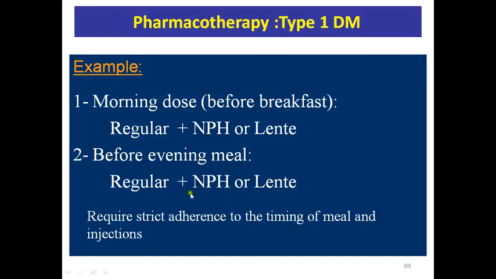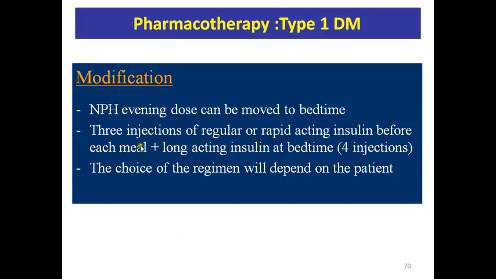There are several examples of how you can give it. You can give a morning dose before breakfast, a regular and NPH or lente, and then you give an evening dose with regular or NPH. It requires strict adherence to the timing of the meal. So you fix the time of the meal, 8 a.m. in the morning, 8 p.m. in the evening, they have to take their meal and their injections. So you can give them twice a day. And then there can be several modifications in this therapy as well.